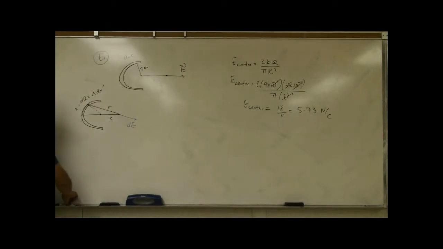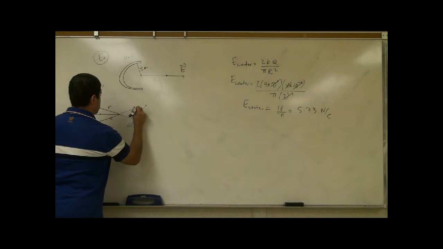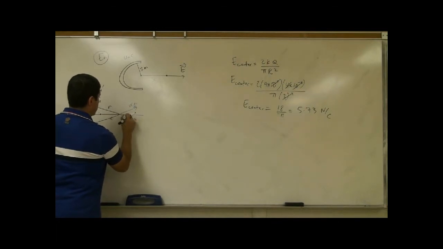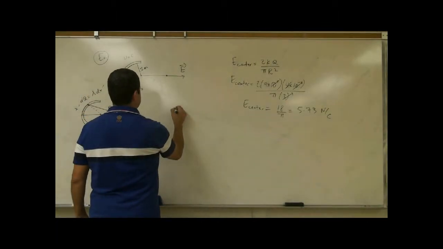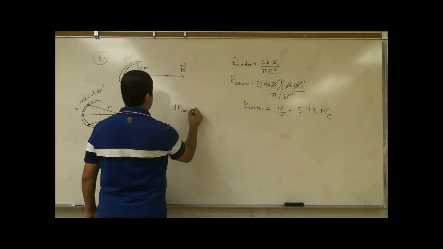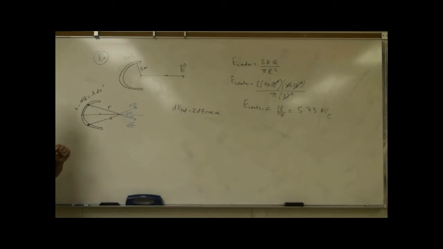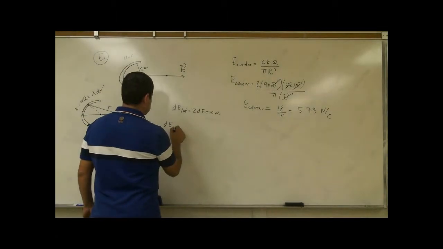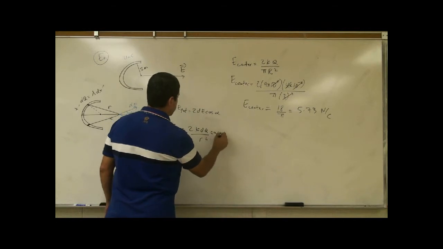Then we use symmetry. We take another element here, and then that one creates an electric field this way. Then we define this as angle alpha, so only the x component of the electric field survives. Okay, so we have dE total equals 2dE cosine alpha. Right? So when we do the integral, we're only going to integrate over half of the rod. Then you're going to have 2k dq over r squared cosine alpha.